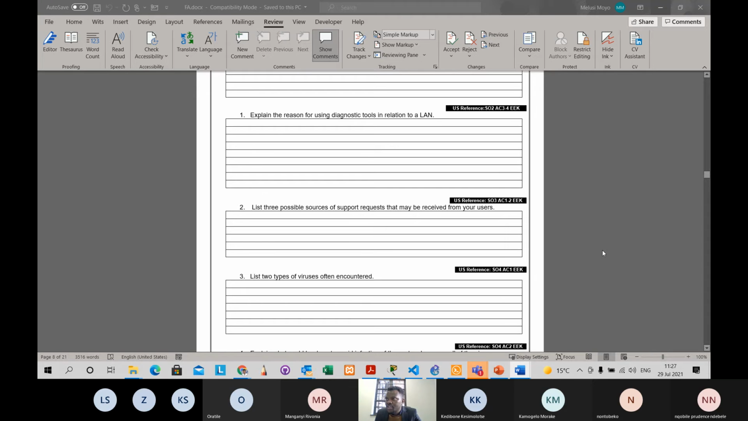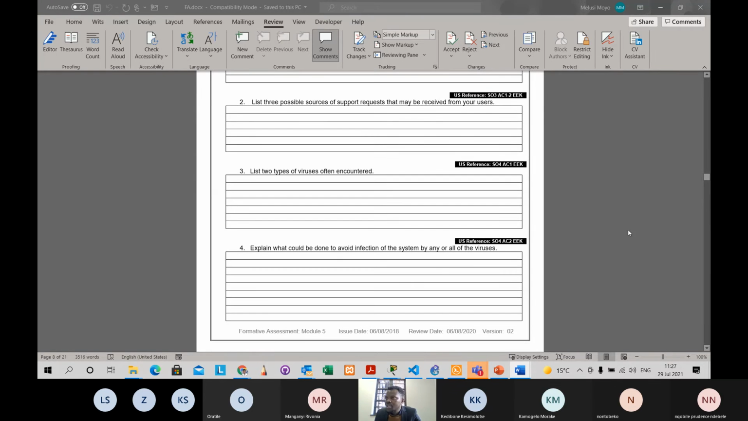Okay, question number 7. List 3 possible sources of support requests that may be received from your users. So where can your users get support from? We're talking about if they are facing any technical query or errors, who can they go to? Where can they get the support?